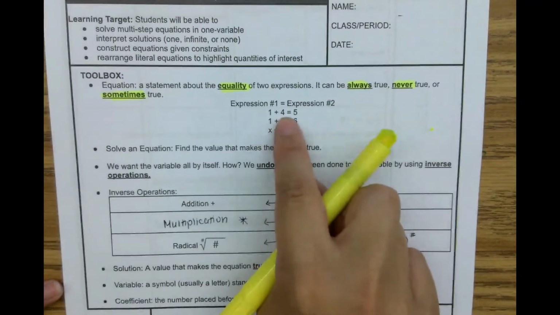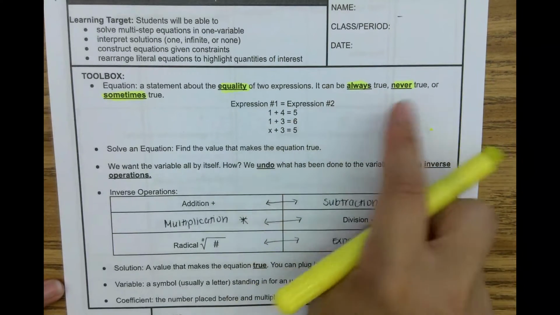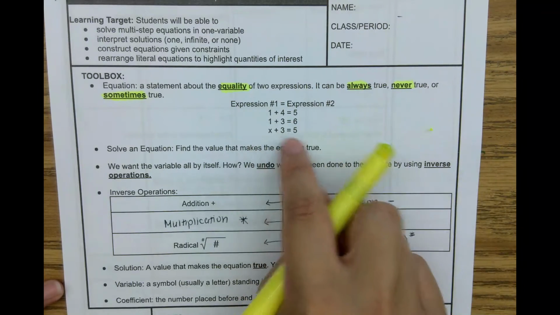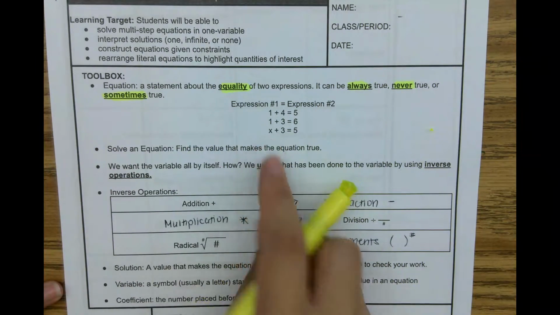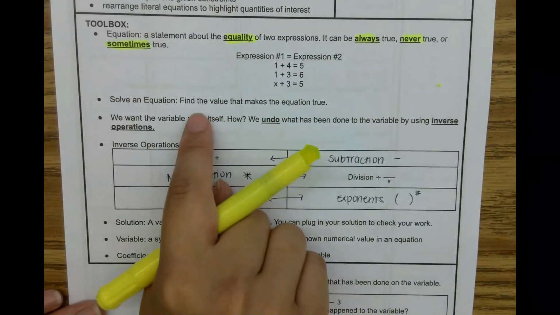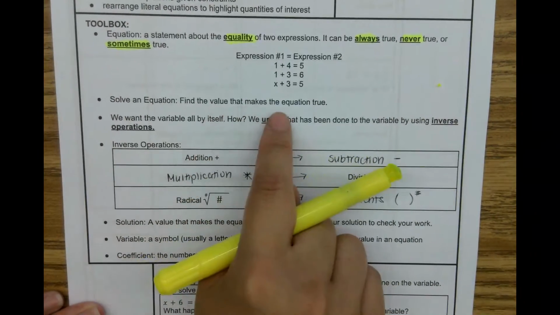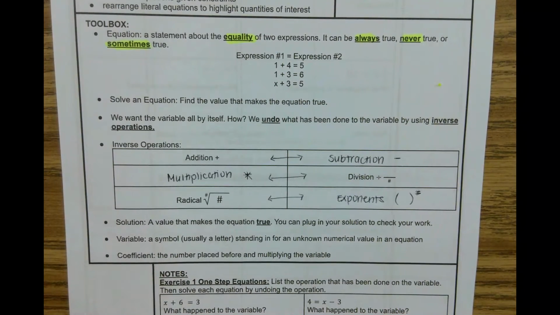1 plus 4 equals 5 is always true. 1 plus 3 equals 6 is never true, and x plus 3 equals 5 is sometimes true depending on what x is, right? And as we're talking about solving an equation, what we're doing is finding the value that makes the equation true. We want the variable all by itself, and how do we do that?